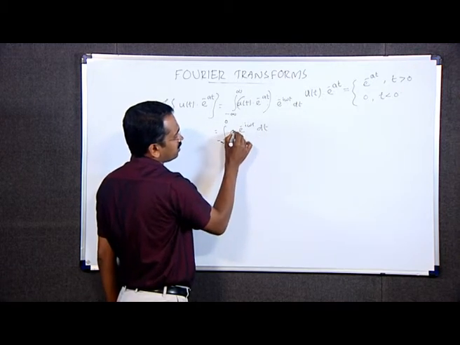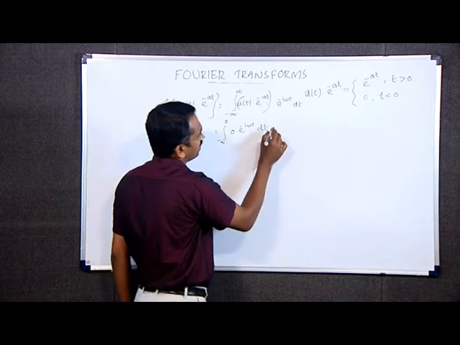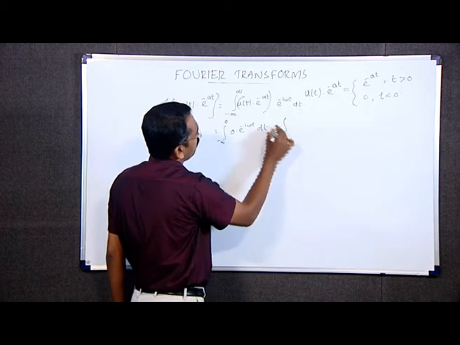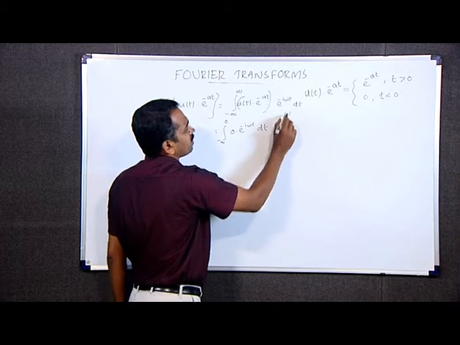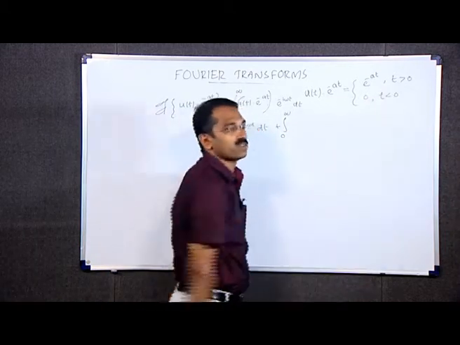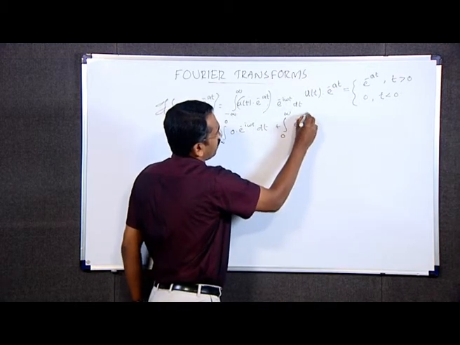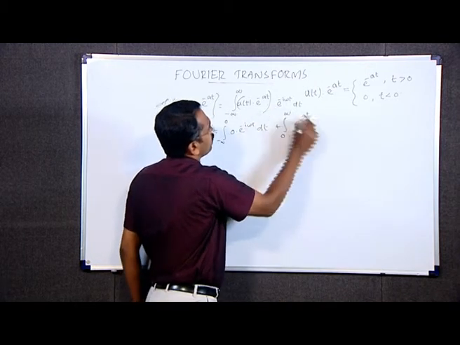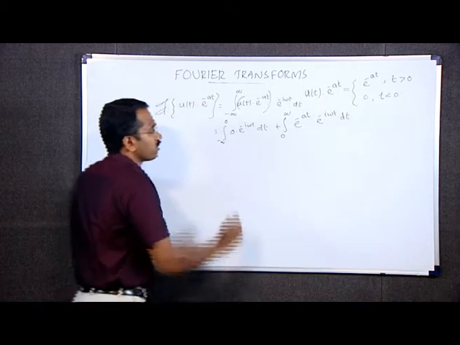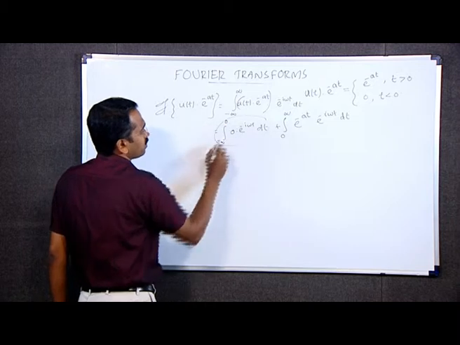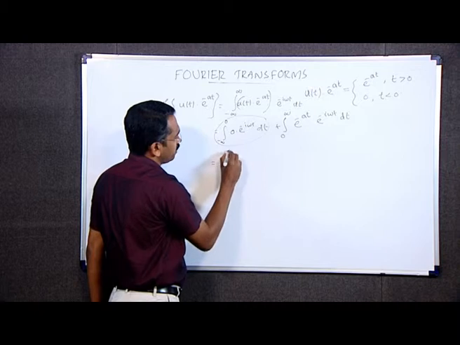Therefore, this integral from minus infinity to 0 of 0 times e^(−iωt) dt, plus the integral from 0 to infinity. In this case, 0 to infinity means t greater than 0. The function is defined as e^(−at), so e^(−at) times e^(−iωt) dt. The first one will become 0. Therefore, this is equal to the integral from 0 to infinity.